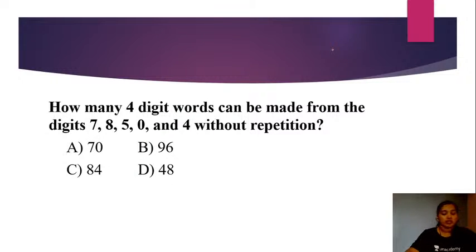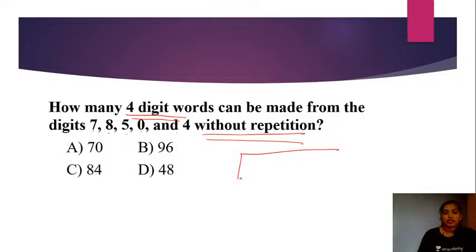So here we have the next question. So this is a basic question. So let me give you all a minute of time to figure out the answer. Before that, we need to have 4-digit numbers formed. This is a condition. Out of the digits given 7, 8, 5, 0, 4, and the additional condition we have is that repetition is not allowed.